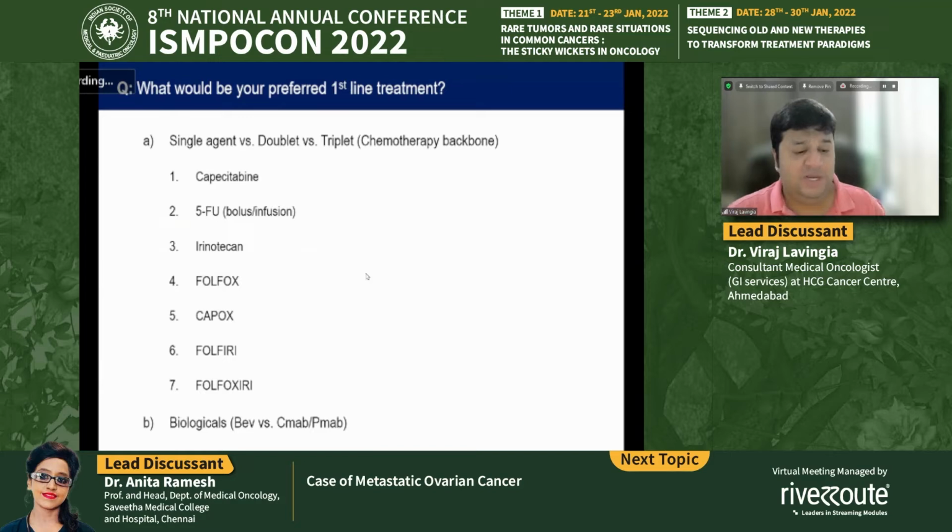So now this patient, we've got all RAS wild type, BRAF wild type, HER2 negative, MSS. Now I want you to take this discussion. How would you treat this patient with chemotherapy? First, can you elaborate on what kind of chemotherapy would you want to use? Single agent, a doublet, or a triplet?